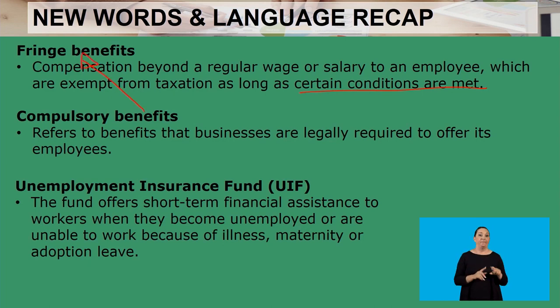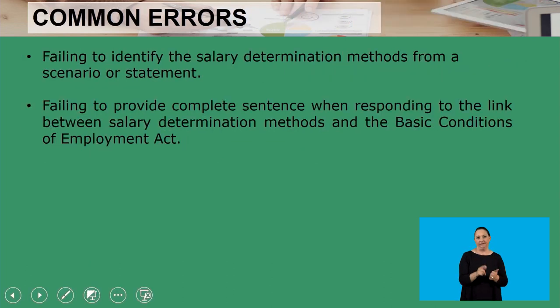Compulsory benefits refer to benefits that businesses are legally required to offer their employees. They are enforceable by the law or by the government. Then we looked at the Unemployment Insurance Fund, UIF, as a compulsory benefit. The fund offers short-term financial assistance to workers when they become unemployed or unable to work because of illness, maternity, or adoption leave.